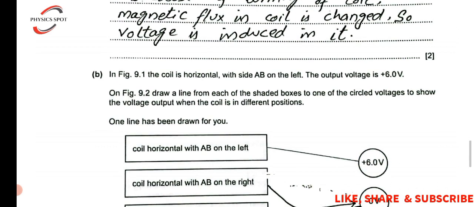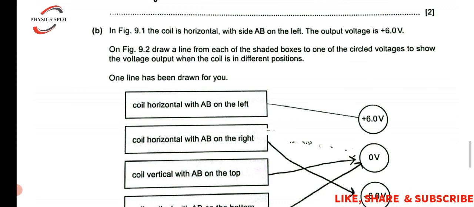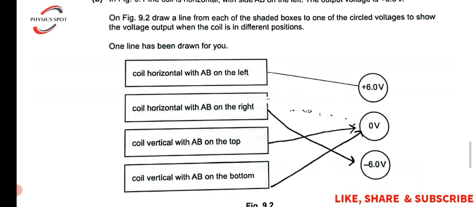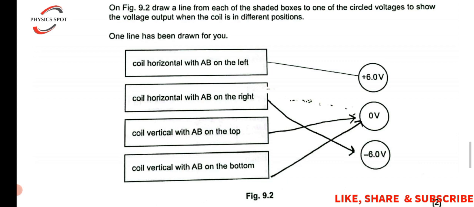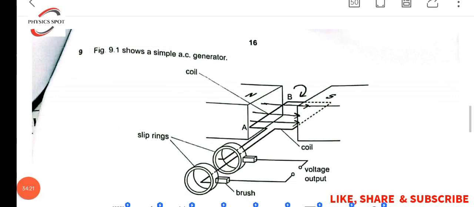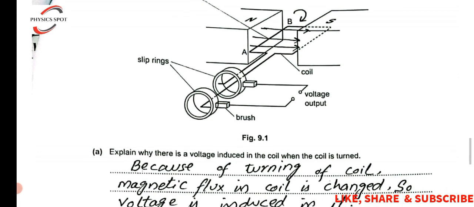In figure 9.1, the coil is horizontal with side AB on the left. The output voltage is 6 volt. On figure 9.2, draw a line from each of the shaded boxes to one of the circled voltages to show the voltage output when the coil is in different positions. One line has been drawn for you. Coil horizontal with AB on the left, 6 volt. Coil horizontal with AB on the right, minus 6 volt. Basically the answers are according to this diagram. AB is the side of the coil.